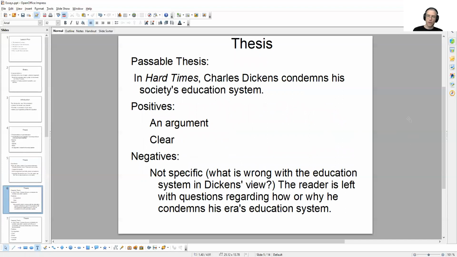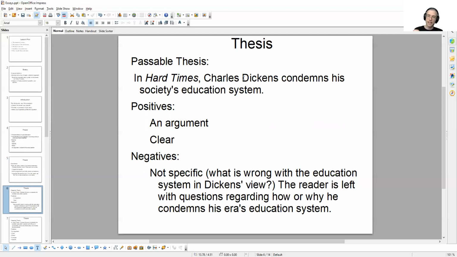A passable version of that kind of thesis involving Hard Times: In Hard Times, Charles Dickens condemns his society's education system. Now, there are good things and bad things about this thesis, and that is actually a terrible thesis, what I just said there, right? But for our purposes, it is an argument, right? He condemns his society's education system. Okay. And it's clear. I know exactly what you're going to be talking about in this essay, and the sentence itself makes complete sense. It's fluid and logical.